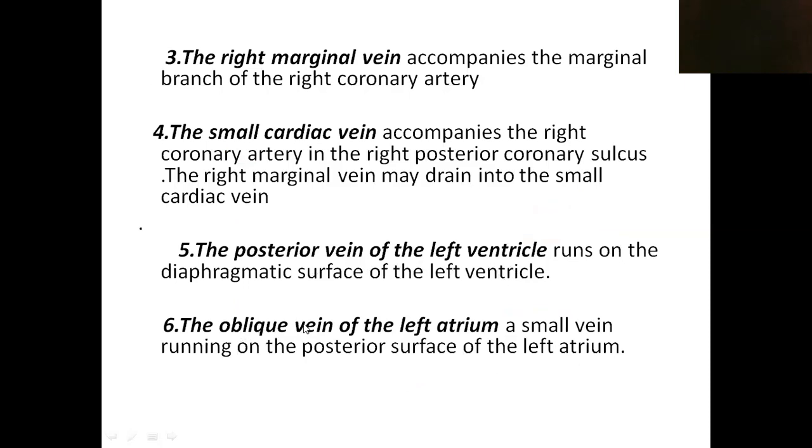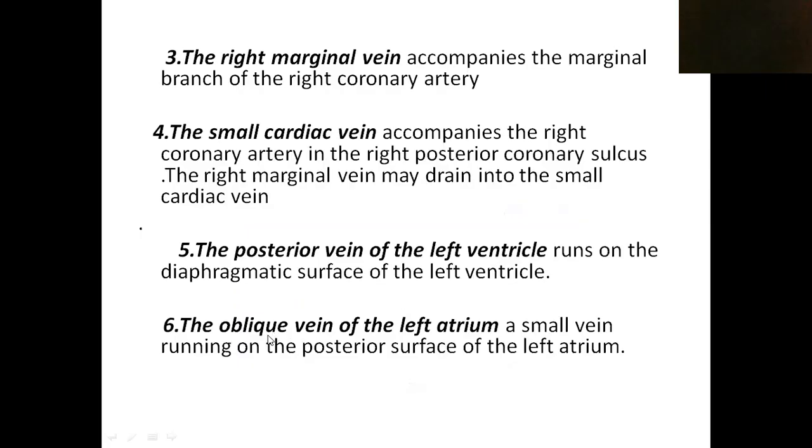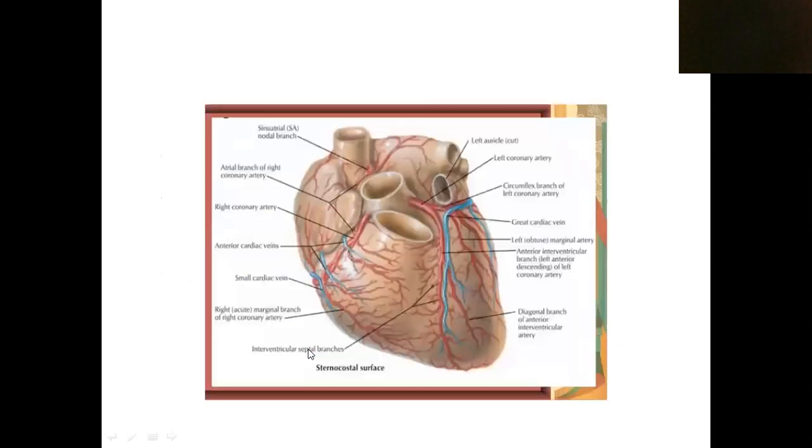Then the oblique vein of the left atrium, a small vein running on the posterior surface of the left atrium. Here we can see a vein. That one is the oblique vein of the left atrium. So, the oblique vein of the left atrium. These are the tributaries of the coronary sinus.